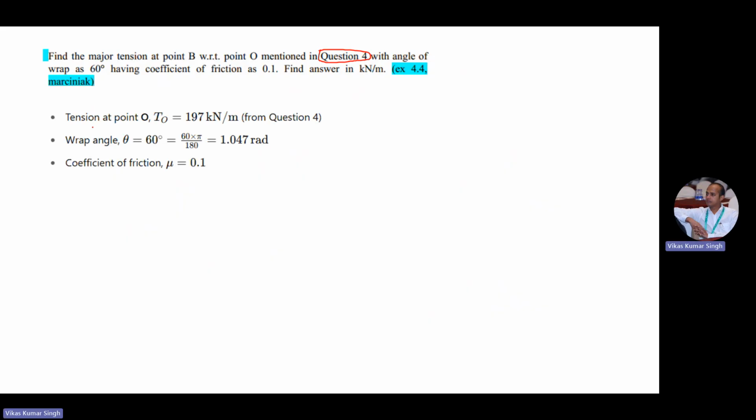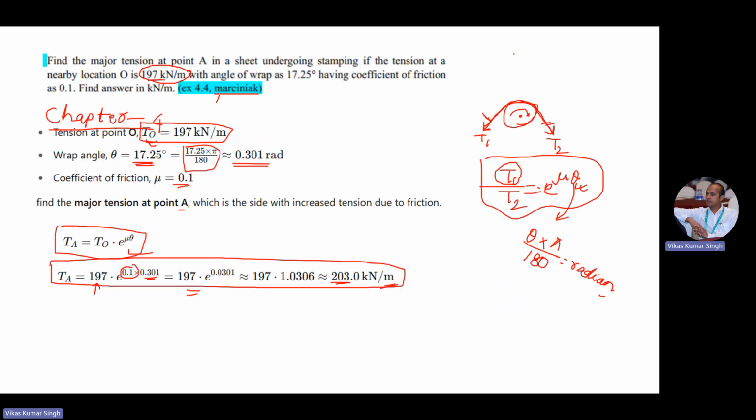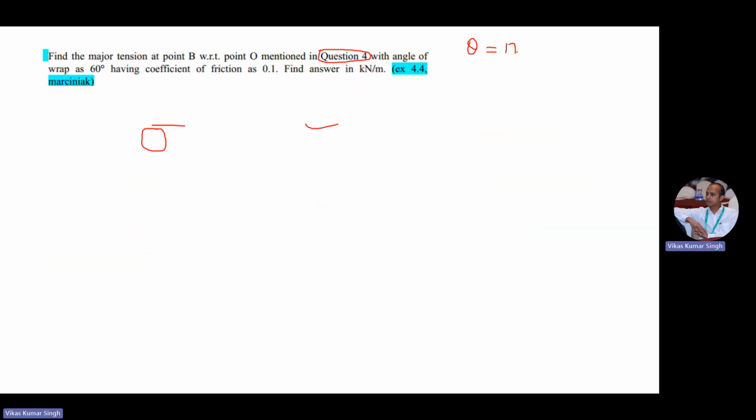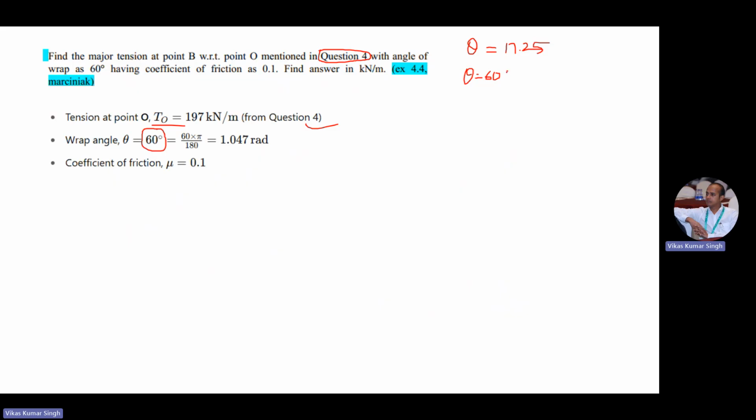Yeah. So here T naught is given 197 from the previous question. We are taking this value, and this time the only change is theta. Now it is 60 degree. Initially, what was theta? Initially, it was 17 point something degree. How much? It was 17.25 degree. And now we have theta equal to 60 degree. This is the only change in this question, nothing else.